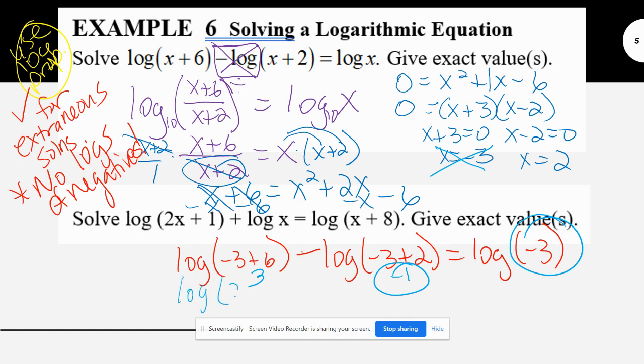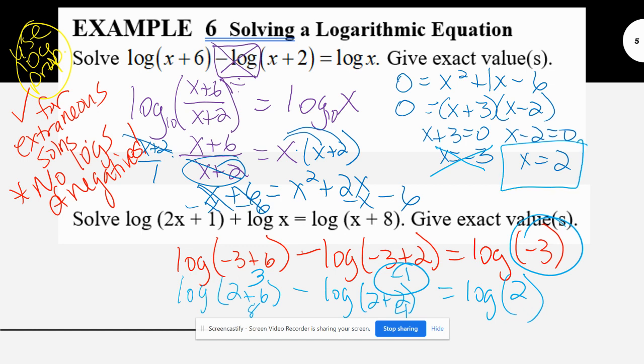We also need to check the 2. So log of 2 plus 6 minus log of 2 plus 2 equals the log of 2. 2 plus 6 is positive 8. 2 plus 2 is positive 4. And this is a positive value, so 2 is good. That means that 2 is my only possible answer for this problem. The negative 3 is extraneous.